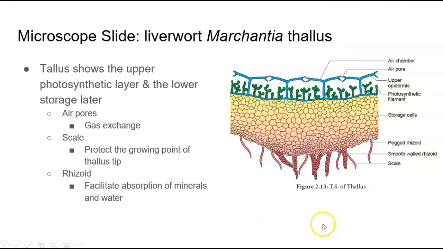And then there's going to be something called the scale over here. The scale is a structure that protects the growing thallus. And the rhizoid over here. The rhizoid facilitates the absorption of minerals and water from the soil. There is a picture of this in your lab manual, and you will look at it in lab.